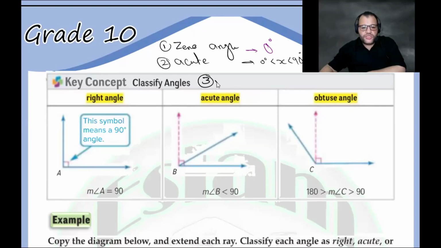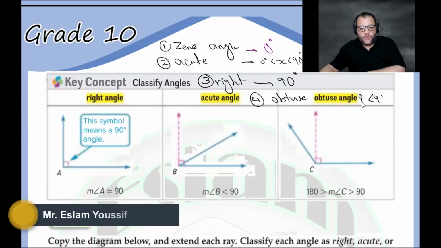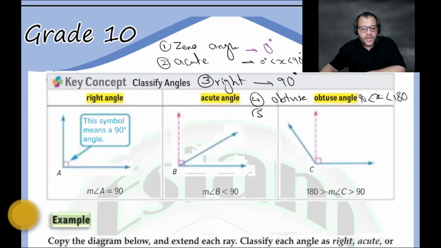The third one is the right angle; it has to be exactly 90 degrees. And the last one, number 4, is the obtuse angle. It's more than 90. It must be more than 90 and less than 180, because 180 is the straight angle.